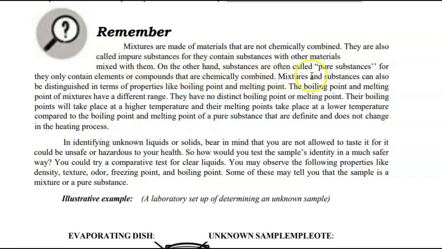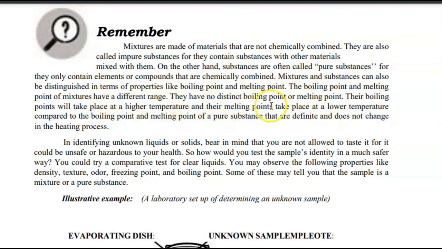On the other hand, substances are often called pure substances, for they only contain elements or compounds that are chemically combined. Mixtures and substances can also be distinguished in terms of properties like boiling point and melting point. The boiling point and melting point of mixtures have different range. They have no distinct boiling point or melting point. Their boiling points will take place at a higher temperature and their melting point takes place at a lower temperature compared to the boiling point and melting point of a pure substance that are definite and does not change in the heating processes. Yung mga substances kasi na elements and compounds, meron silang definite na boiling point at melting point.